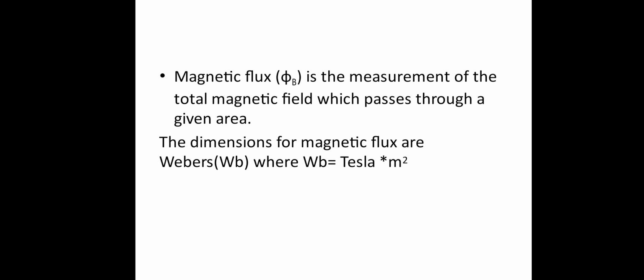Magnetic flux is the measurement of the total magnetic field which passes through a given area. It is the same symbol as with electric flux. The only difference is capital B as the subscript instead of capital E. The dimension for magnetic flux is webers, wherein weber or Wb is equal to tesla times meter squared.